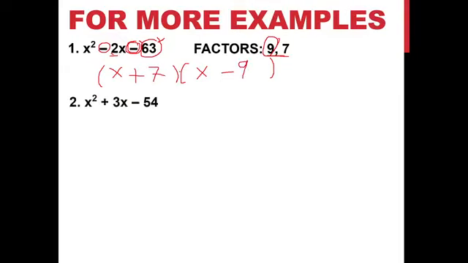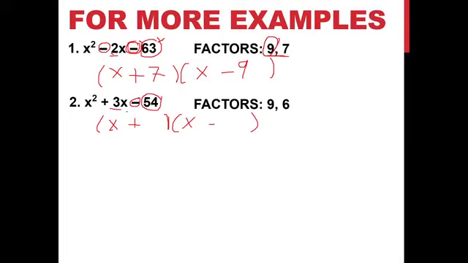Example number 2. Plus minus. So, the sign is also plus and minus. Okay? Now, what are factors of 54? When subtracted, it's 3. Correct. It's 9 and 6. Now, which is the bigger factor? 9 is bigger. The sign of the middle term is positive. So, positive 9, negative 6. Let's go to example number 3.